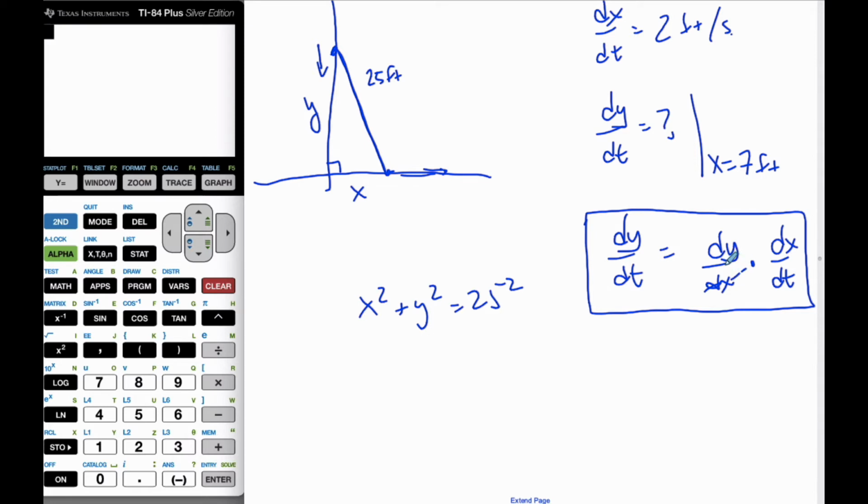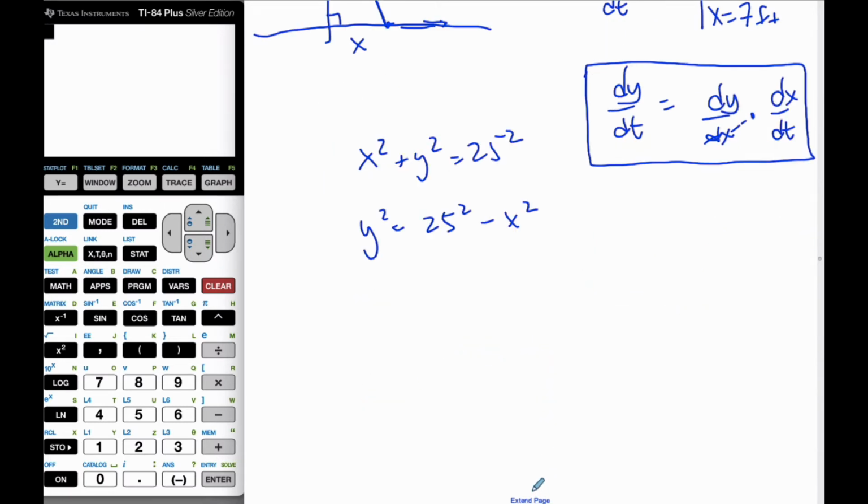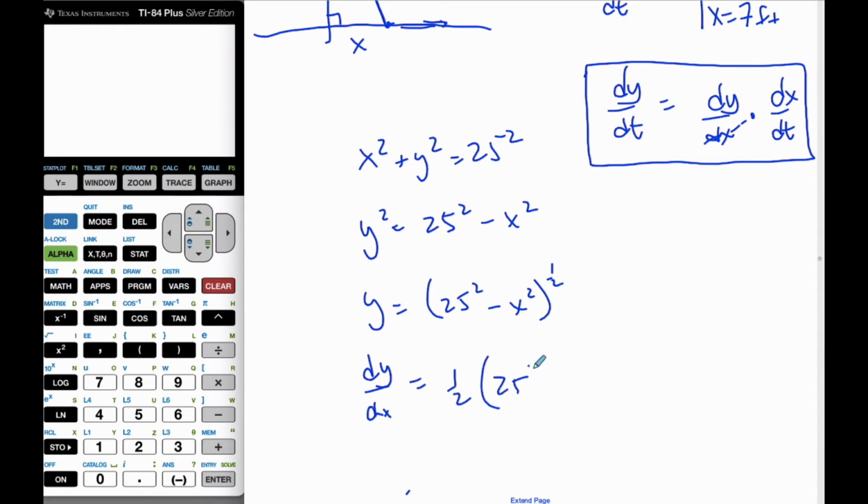So now I need to find dy/dx. But my problem is, I don't have it in terms of y, so I have to manipulate this equation. I know that y squared is equal to 25 squared minus x squared. And then I know that y is equal to the square root of 25 squared minus x squared, which is to the 1/2. Now here I can calculate dy/dx. So dy/dx is simply going to be the 1/2 comes down, 25 squared minus x squared to the negative 1/2, using the chain rule in this scenario, times a negative 2x.